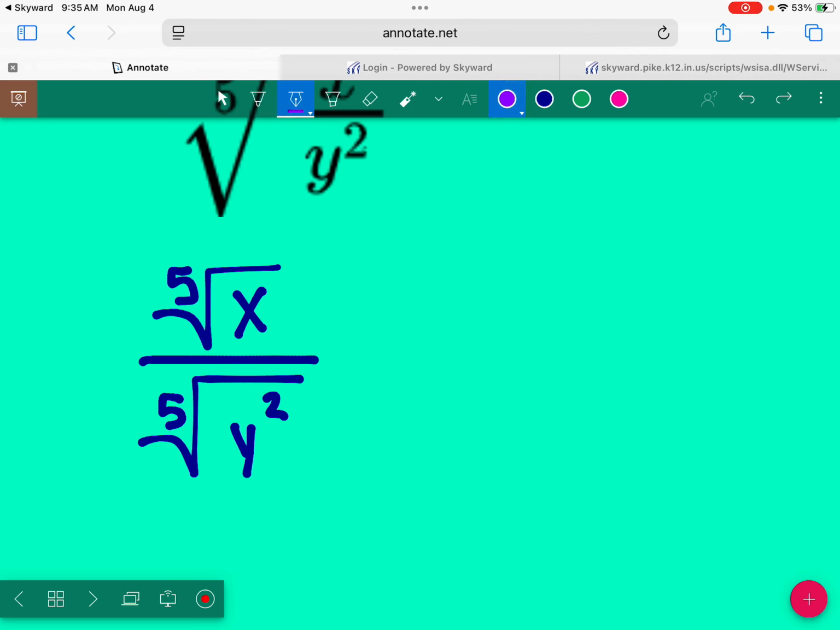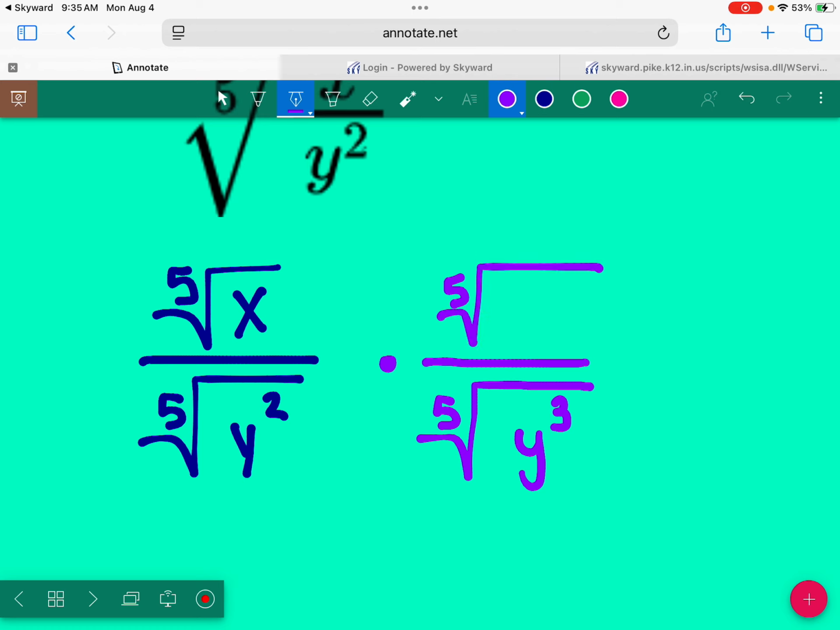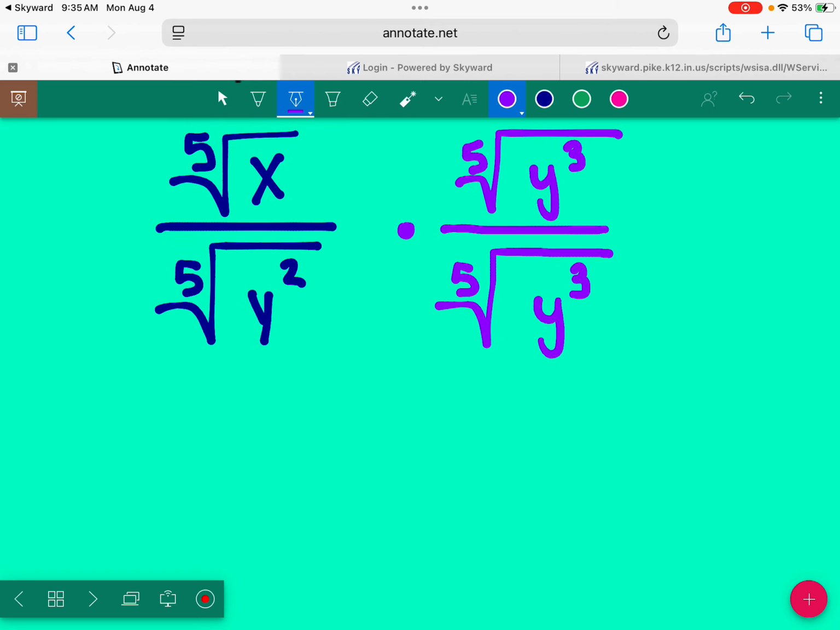But what we need to do is figure out what we're going to multiply this by in order to make my denominator not have a root. How many more y's do we need to make this be something we can take a fifth root of? 3. So we're going to multiply this by the fifth root of y cubed. Because I need 3 more y's to make this be rootable. And whatever I'm multiplying by, it's the same numerator and denominator. Because I cannot change my expression, I can just multiply it by a really weird looking 1.